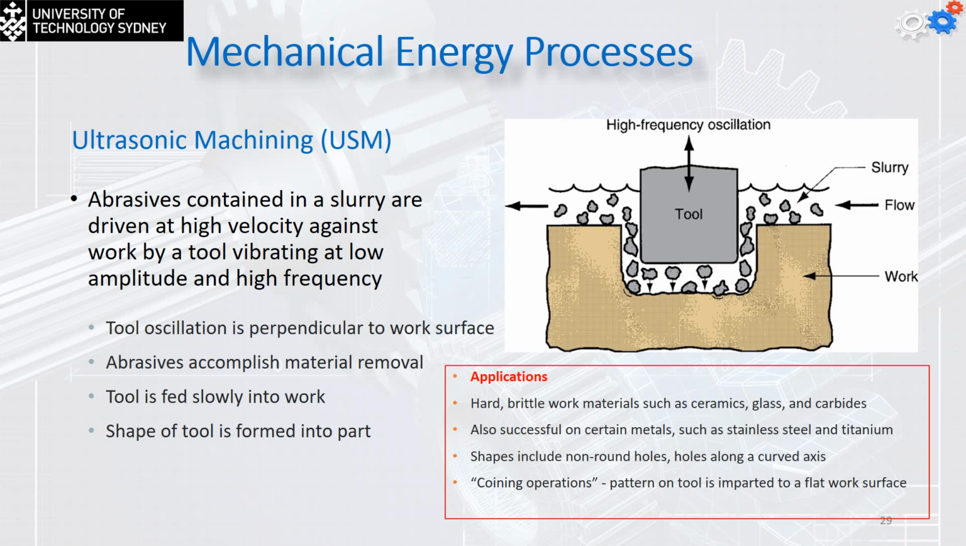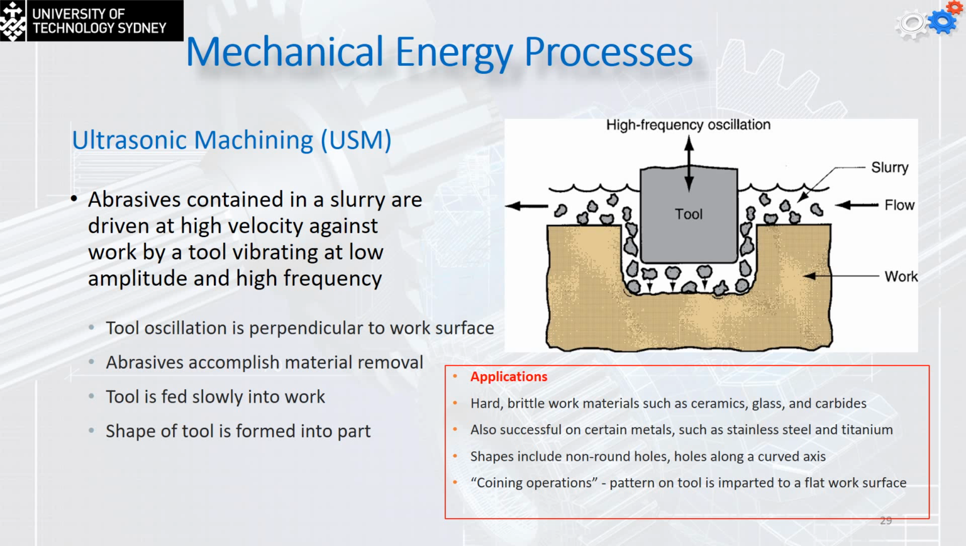So the only thing that will happen is that the oscillating part is going to push the slurry material, the granules we have there, against the work part, and this will start to engrave the surface. Okay, as simple as that. So the abrasives contained in the slurry are driven at a very high velocity against the work part by a tool vibrating at a low amplitude and high frequency.